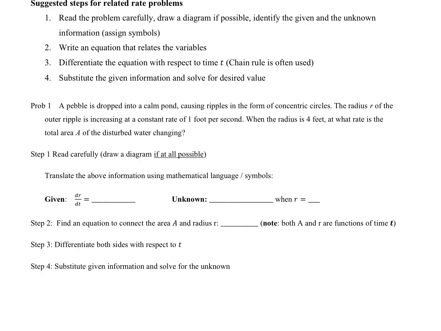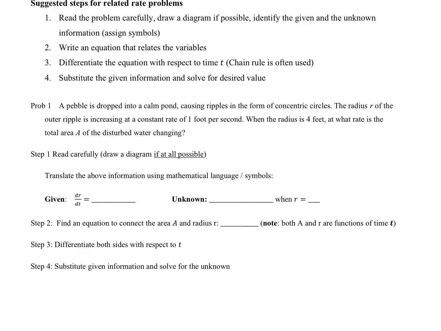A pebble is dropped into a calm pond, causing ripples in the form of concentric circles. And the radius r of the outer ripple is increasing at a constant rate of 1 foot per second. And when the radius is 4 feet, at what rate is the total area of the disturbed water changing?